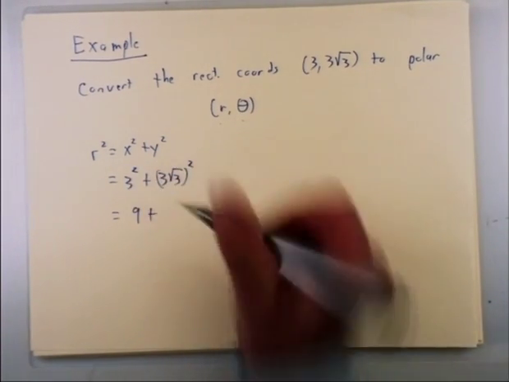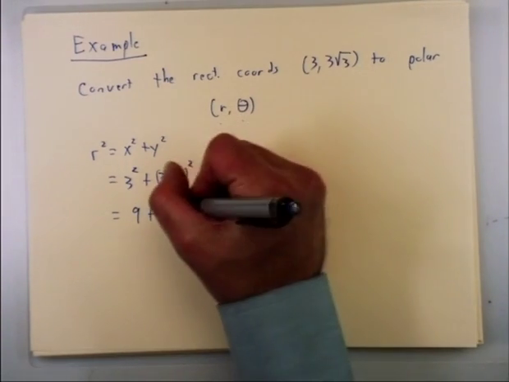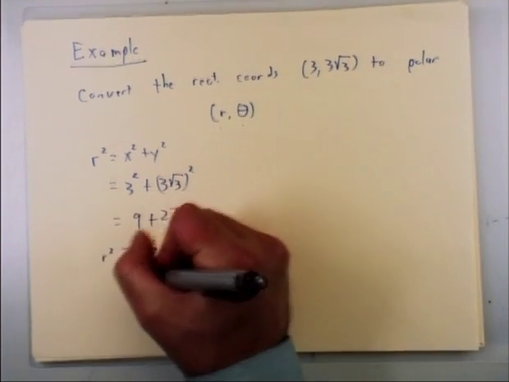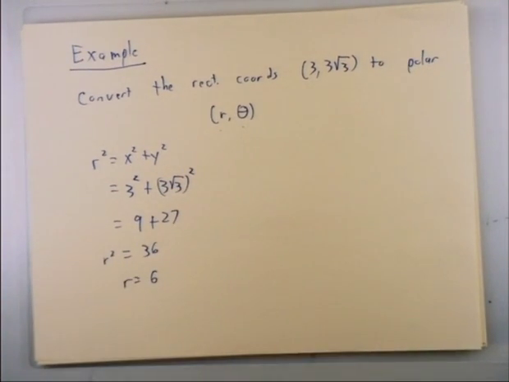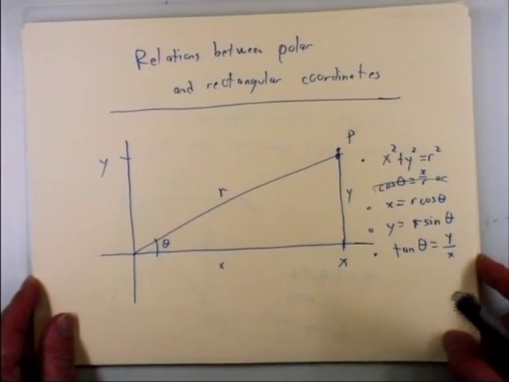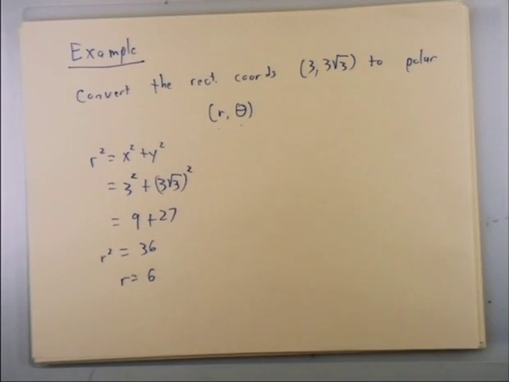3 squared is 9. 3 times the square root of 3 squared is 27. 9 plus 27 is 36. And if r squared is 36, then r equals 6. It's nice when we work through the example just once with all the letters, because after we do, we don't have to think very hard. We can write these things down and just find the answer quickly.